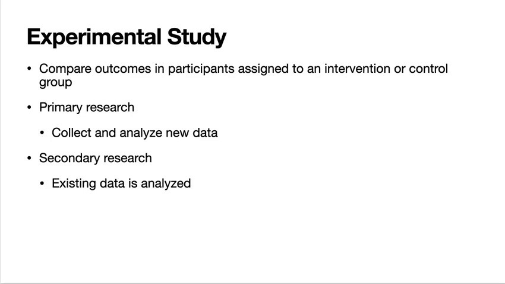We also have an experimental study, and this is one that we're all more or less familiar with. We compare outcomes in participants assigned to an intervention or control group. And you can do primary research, right? You collect and analyze new data, but you can also use, now we have so much computerized data, secondary research and do kind of modeling of outcomes and change your variables and see what happens.